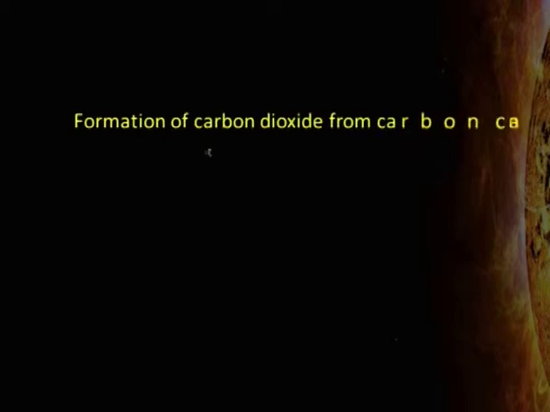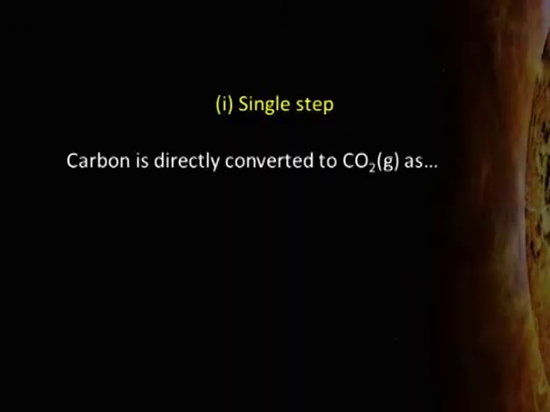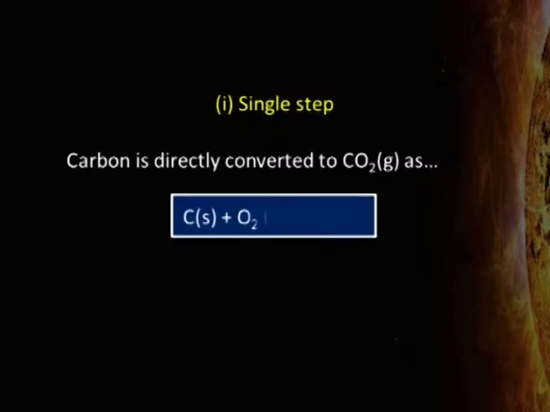Hess's law can be verified with the help of some examples. Formation of carbon dioxide from carbon can take place in two ways, in a single step or in two steps. In the first method, it is prepared in a single step. Carbon is directly converted to carbon dioxide as carbon solid plus oxygen gas, giving carbon dioxide gas. Delta H for this reaction is minus 393.5 kilojoules.